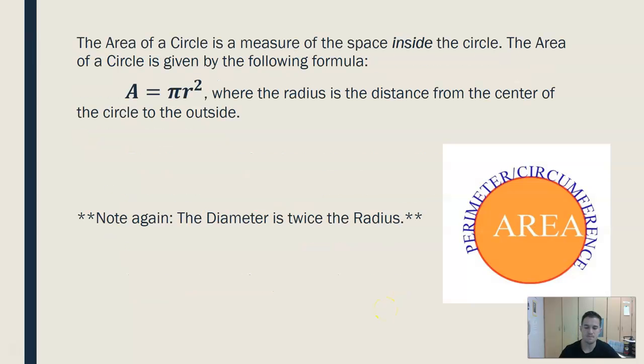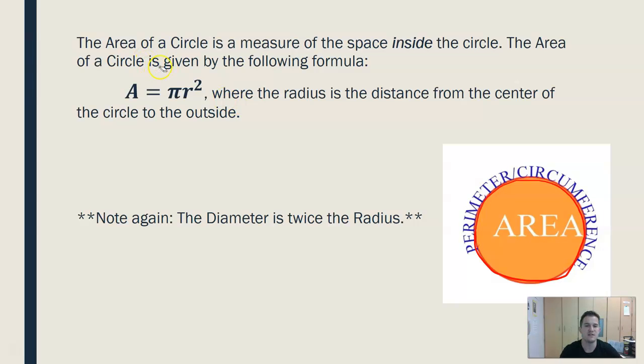So, to start, the area of a circle is a measure of the space inside the circle. So last time we talked about how the circumference is the distance around the circle. The area is a measure of this space on the inside of the circle. All this space. That's what we're measuring when we talk about the area of the circle.